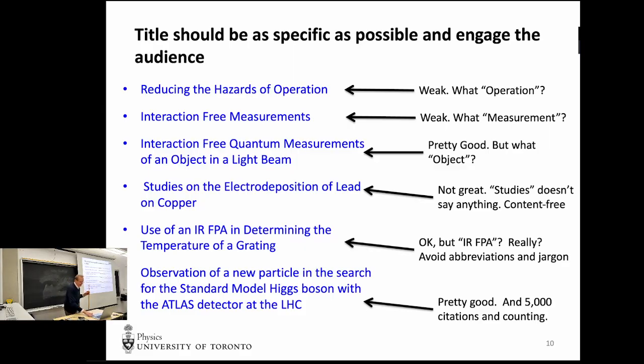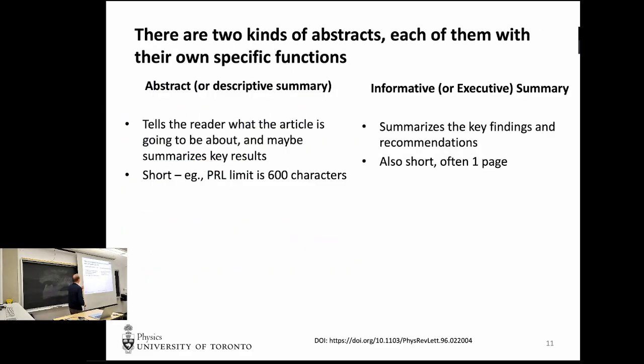Right? Okay. So abstracts. I mentioned that there are two different forms of summaries or abstracts in an article. The first, which is probably the most common, is one that just tells the reader what the article is about. Okay. It's short. The PRL limit, for example, is 600 characters. And if you think about what 600 characters is, an average word is around 6 to 8 characters. Okay, so you have something like between 80 and 100 words in the abstract.